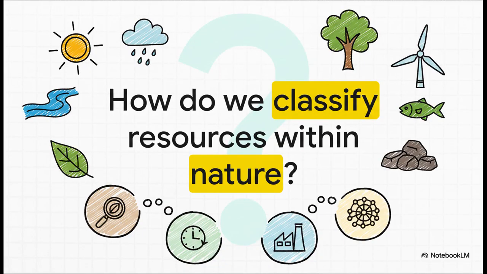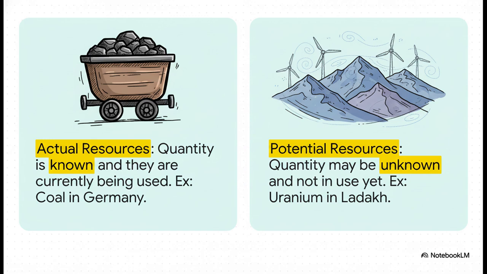Okay, but even within this giant natural category, there's a ton of variety. So the next question is, how do we sort these out? Well, scientists actually have 4 different ways they like to classify them, and each one looks at a different characteristic. First up, we can classify them based on how developed they are. On one side, you have actual resources. This is stuff where we know how much there is and we're already using it. Think about the rich coal deposits in Germany or the petroleum fields in West Asia. We know they're there and we're tapping into them right now.